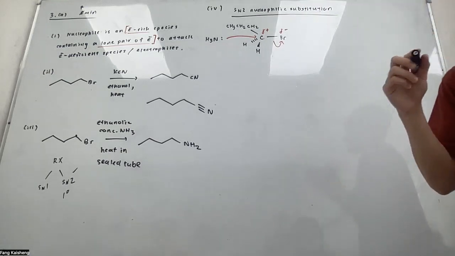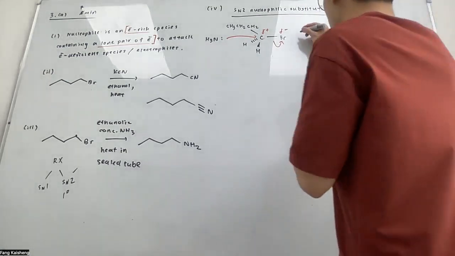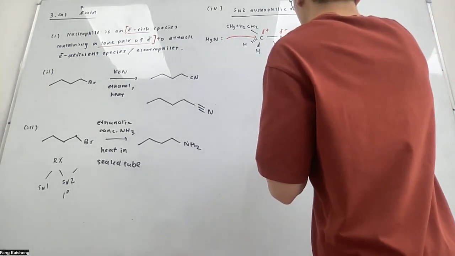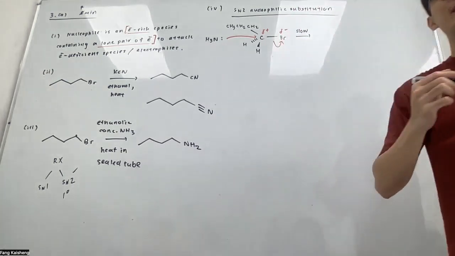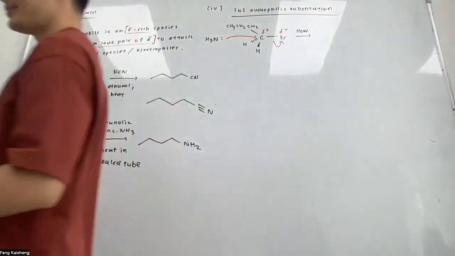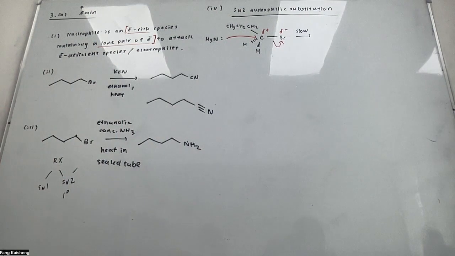Okay, you're breaking and forming simultaneously in SN2. From here, you have a slow step, right? If you're doing fraction 3D, we don't finish in 3D. Fine, okay, so more problem.